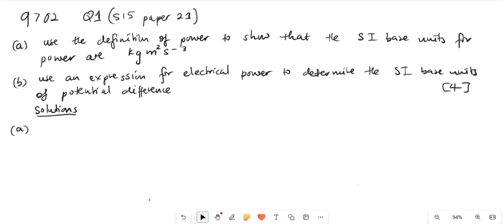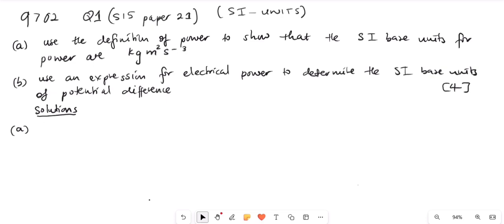All right, here's another question on SI units. This is a question from 2015, S15, paper 2-1, question 1. Part A is saying use the definition of power to show that the SI base units for power are kg meter squared per second cubed. So of course we're starting from definition.